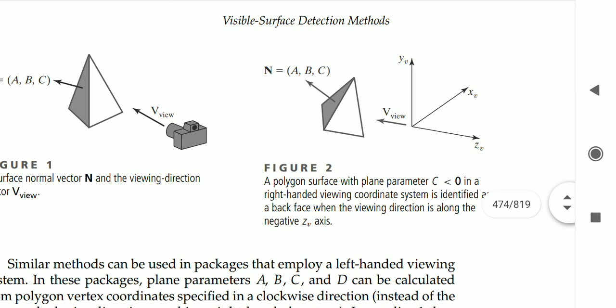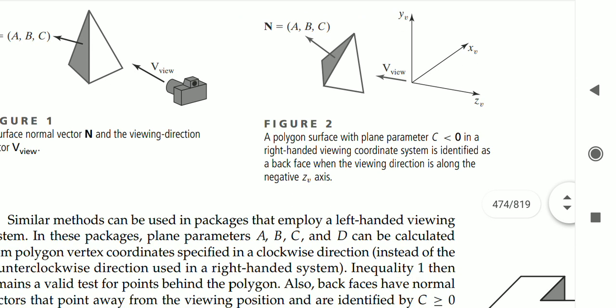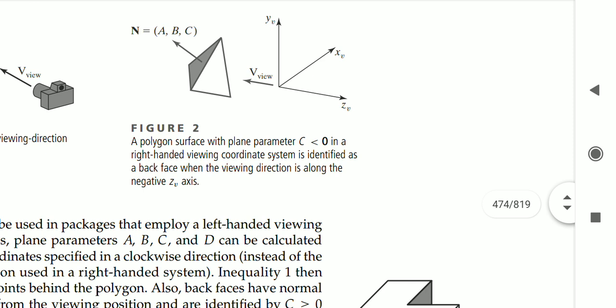Now see figure number 2. Figure number 2 is showing a 3D polygon, a 3D triangle-like pyramid, correct? In the pyramid, how are we looking? Are we looking at the x side or the y side? No, we are looking at the minus z side. The positive z side is facing towards us. You can see figure number 2. So we are looking at that pyramid towards the minus z side, correct?